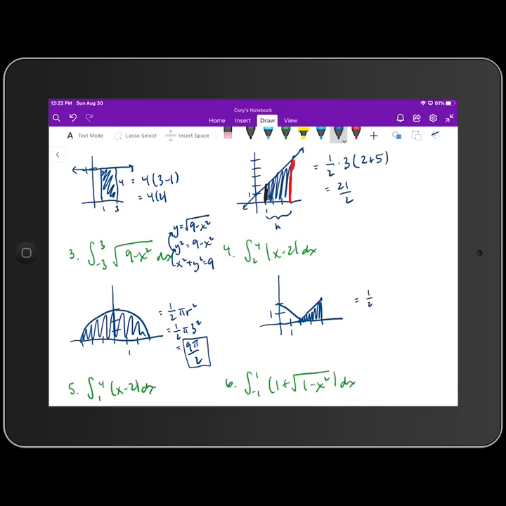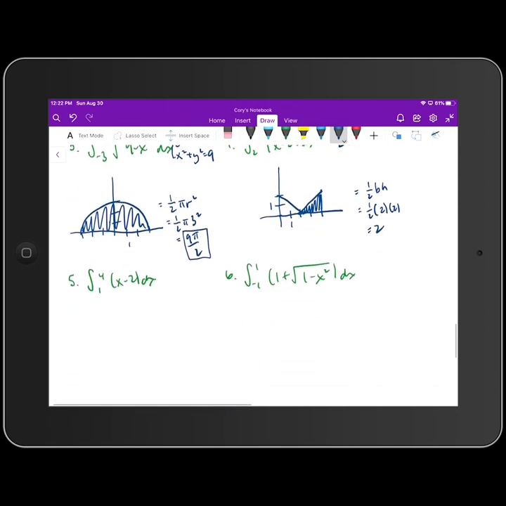So area of a triangle is 1/2 the base times the height. The base of that triangle is 2. The height of the triangle is 2. So that area winds up becoming equal to 2.